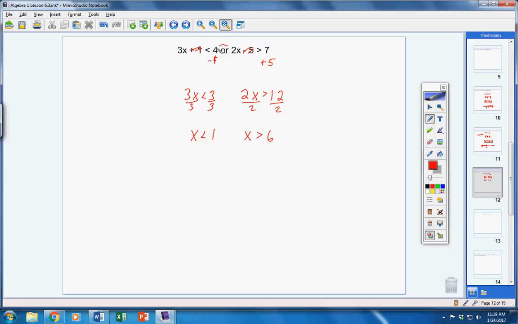The only thing left to do is to pick up your or, bring it down here, put it right here, and you are finished. And you would read that by saying x is less than 1 or x is greater than 6. If I asked you to graph it, your critical values would be 1 and 6. Both of those are open. There's no equal signs here, so we're not going to shade them in.